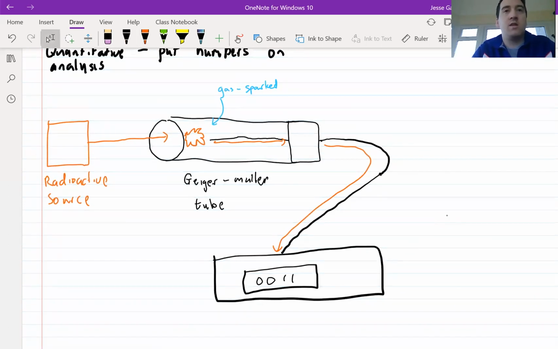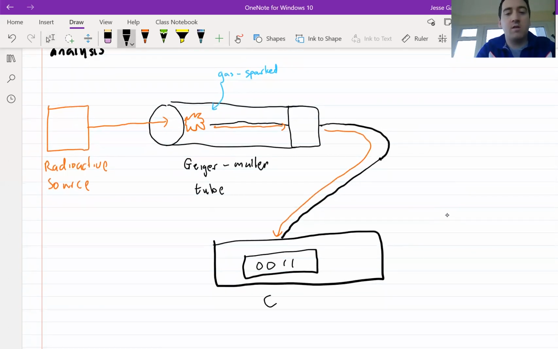Now we still use this piece of measuring equipment today. This down here was the counter, and it's able to count how many sparks there've been. If you can count how many sparks there've been, you know how much radioactivity is going on. Modern ones count in counts per minute and give you a reading. So however many flashes per minute, that's what the screen will read out.